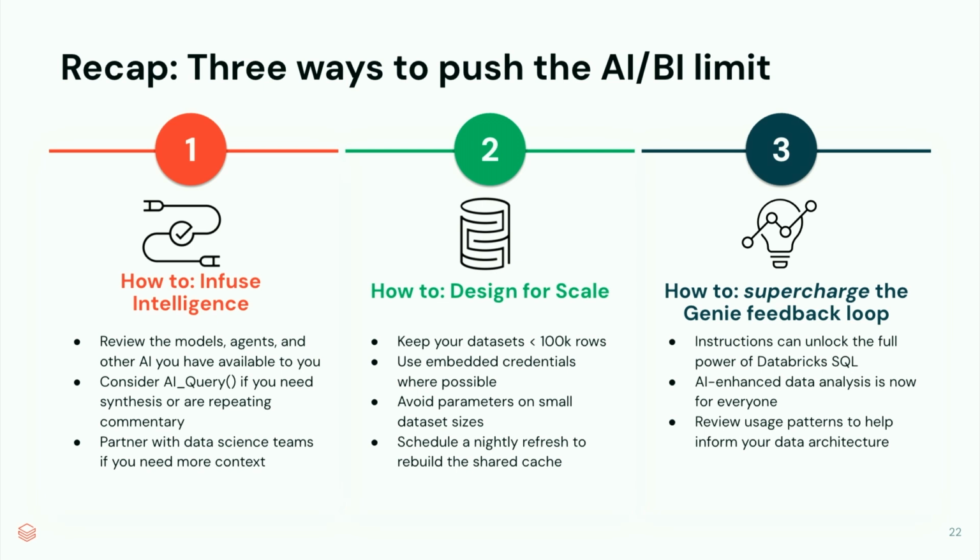Great. So just to conclude what we talked about today. First, Noah showed how you can infuse intelligence in dashboards using things like AI query to do really powerful summarization and other things. Second, Noah showed how dashboards are designed for multiple scales. If you keep your data sets under 100,000 rows, you can have that great client-side caching behavior, but also embedding credentials makes it so that if you have a large data set, you can optimize for that. And then finally, we talked about how you can supercharge the Genie feedback loop with these more advanced techniques and work together with your business users to achieve bottoms-up business intelligence where you're learning from each other rather than telling them they can't do things.